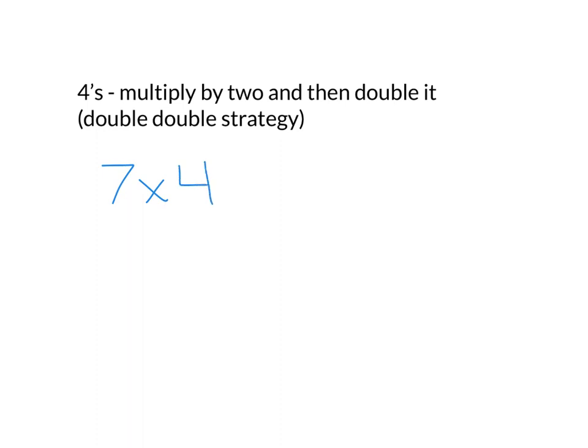You could do 7 times 2, which we know is 14, and then we can double 14, which is just like 14 plus 14 to get 28. And so those two expressions are equivalent, and it might be easier to do the 7 times 2 times 2 if you don't have the 7 times 4 memorized.